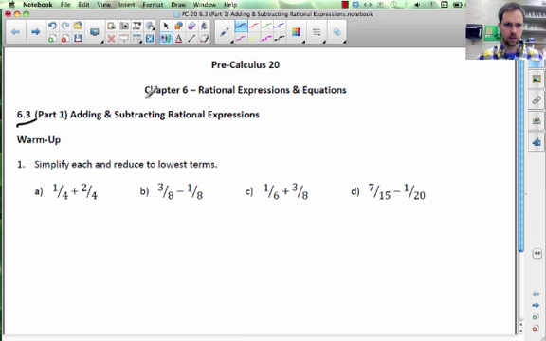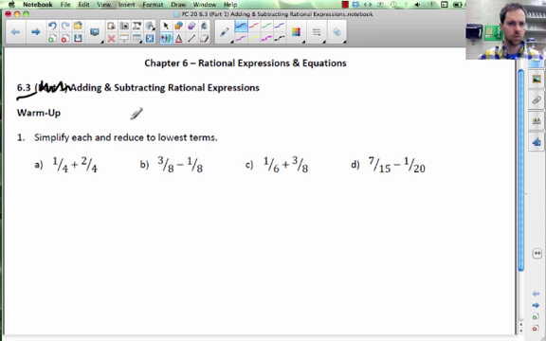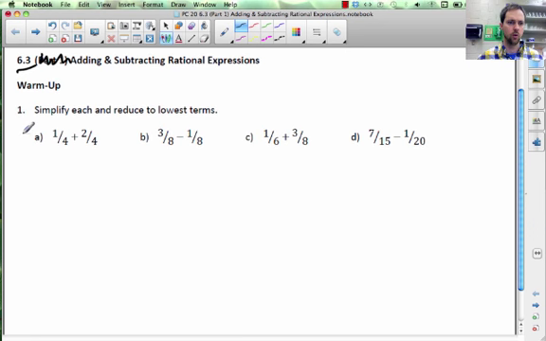Welcome. Today we'll be studying 6.3, which will be adding and subtracting rational expressions. Just ignore the part one, we're going to do it all today. So simplify each and reduce them to lowest terms.